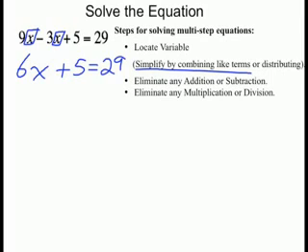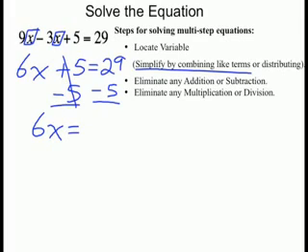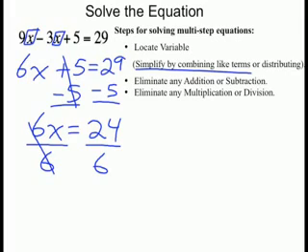Since we are adding 5, we subtract 5 from both sides. Left side, the 5's cancel each other out, we're left with 6x. On the right side, 29 minus 5 equals 24. Now we divide both sides by 6. We're left with x equals 4.